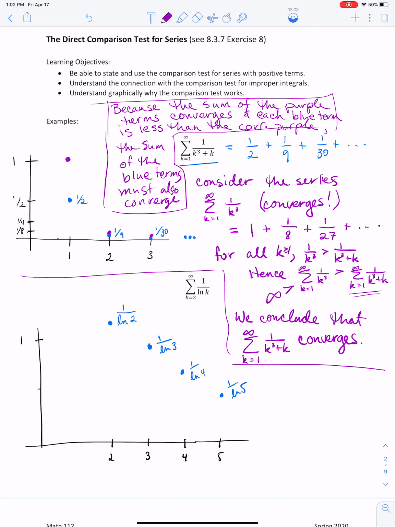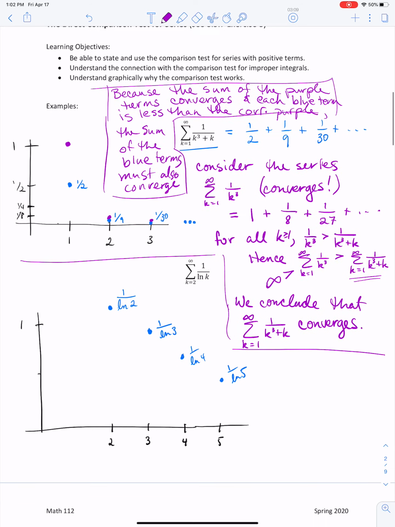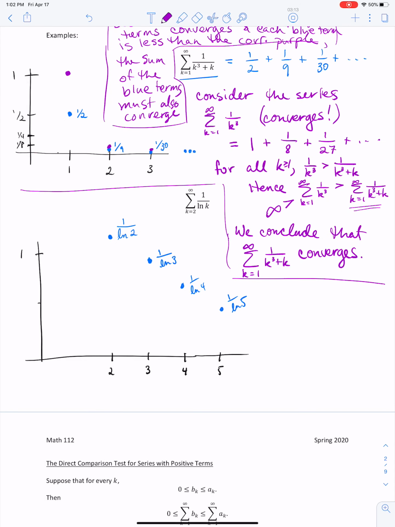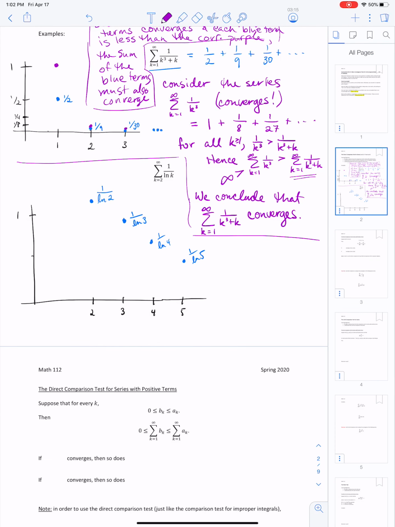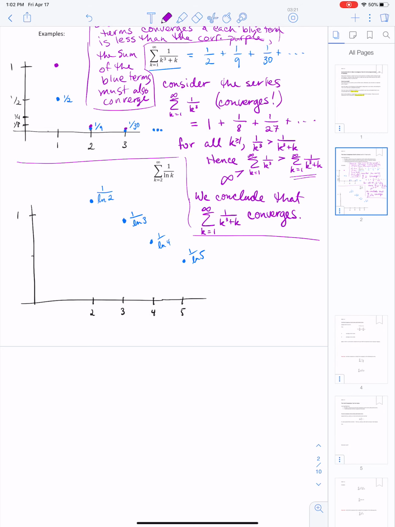I want to now go to the other type of comparison that we might make. Let's add an extra page here. I'll click here and add a page, and I'll add a corresponding page to your notes as well.